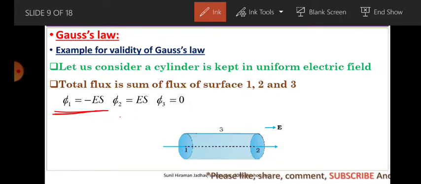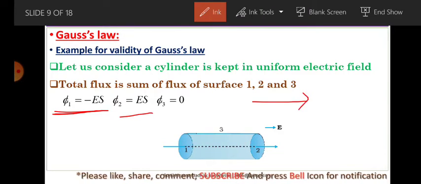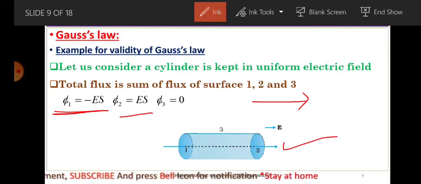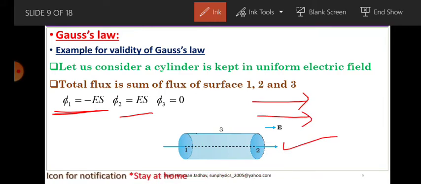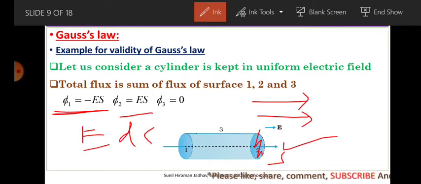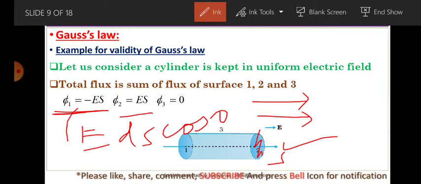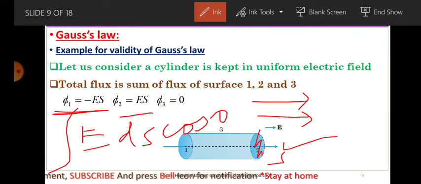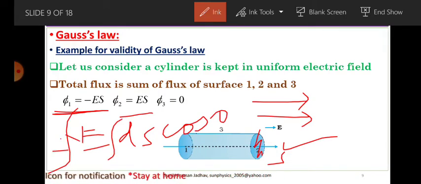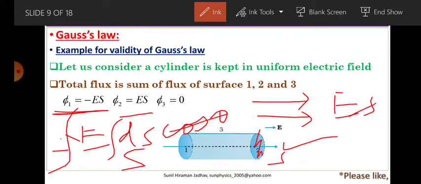Similarly, if you take phi 2, the electric field is like this and the area vector for 2 is like this, they are parallel to each other. Let us say this total area is S, then phi 2 will be equal to the integral of E ds cos 0, right? And the integration of ds turns out to be simply S, cos 0 is 1, so it is E into S. That's why phi 2 is equal to ES.